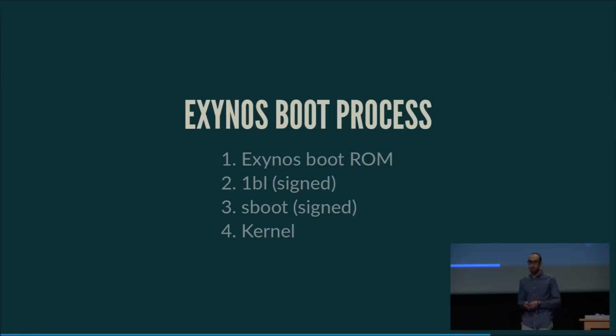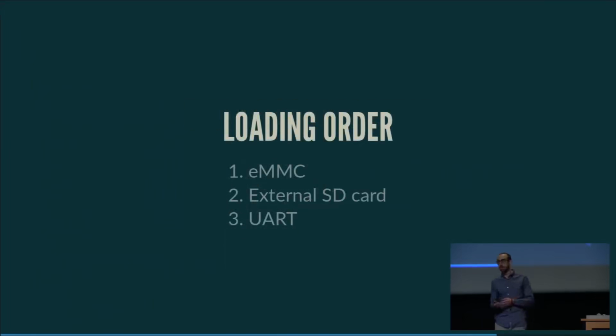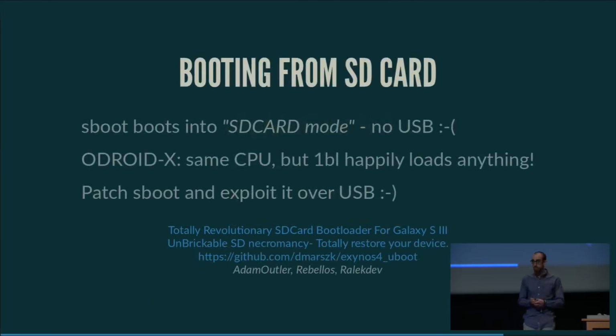So you can just think about it like it's together with sboot, and then sboot loads the kernel. But the bootrom has to load the first bootloader and sboot from somewhere. So what does it try to do? So it first starts with the eMMC, but if this fails, it goes to the external SD card. So I just took sboot and the first bootloader and dropped them onto an SD card, but that didn't work because sboot boots into, in this case, sboot boots into SD card mode, in which there's no USB protocol, so you can't exploit it. And as I said, it is signed, so I can't patch it.